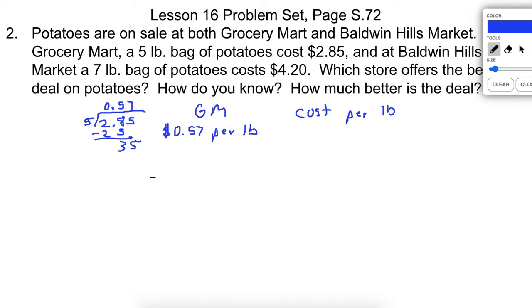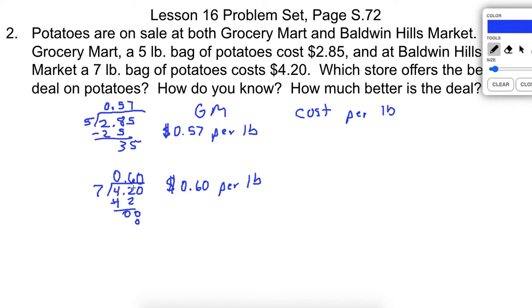Okay. And then our Baldwin Hills is a 7-pound bag, and it is $4.20. And that would just be, so 7 goes into 42, that's 6. So that would be 42. Subtract that down, 0. Now we want to see it goes in there 0 times, so we end up with 60 cents per pound.